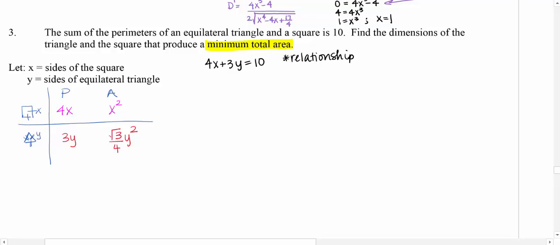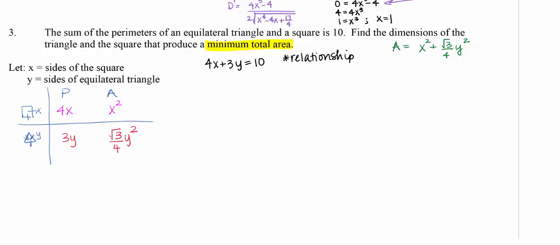Okay, so now it says find the dimensions of the triangle and the square that produce minimum total area. So my areas are going to be x squared plus square root of 3 over 4 y squared. And this is where you get to pick: do you want to solve this relationship equation for x or y and substitute in the other one? A lot of people already feel like for some reason this y squared term is complicated enough. I'm not sure really why, because that square root of 3 over 4 is just a coefficient. So a lot of people will maybe decide to solve for x.